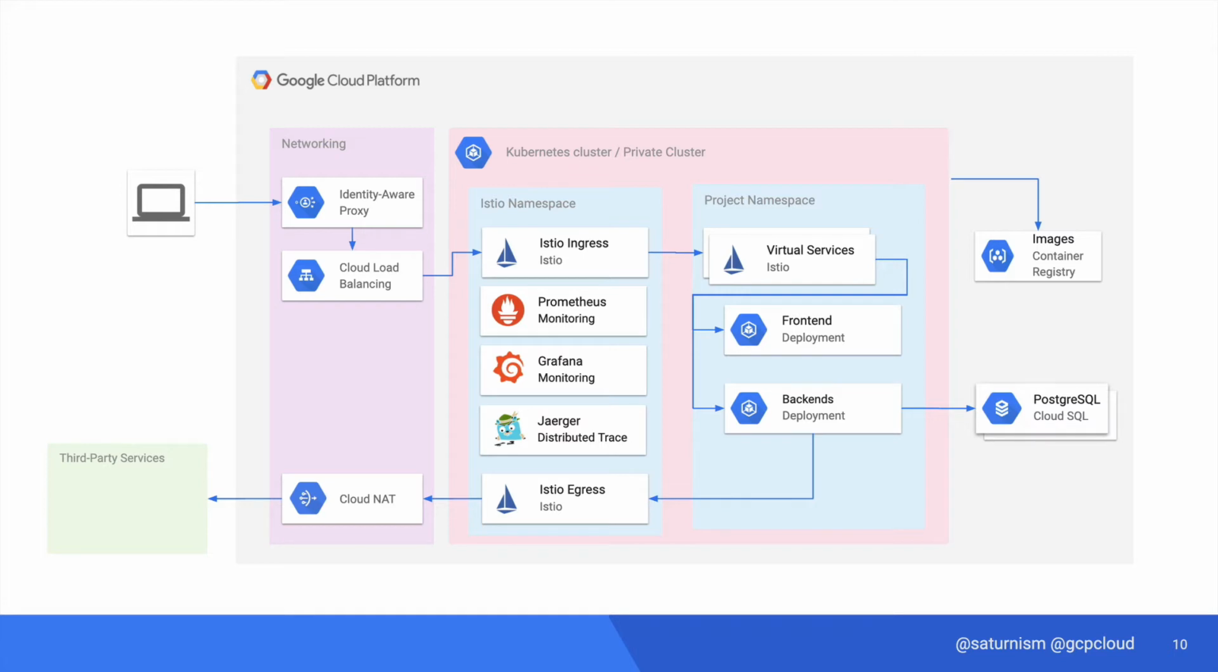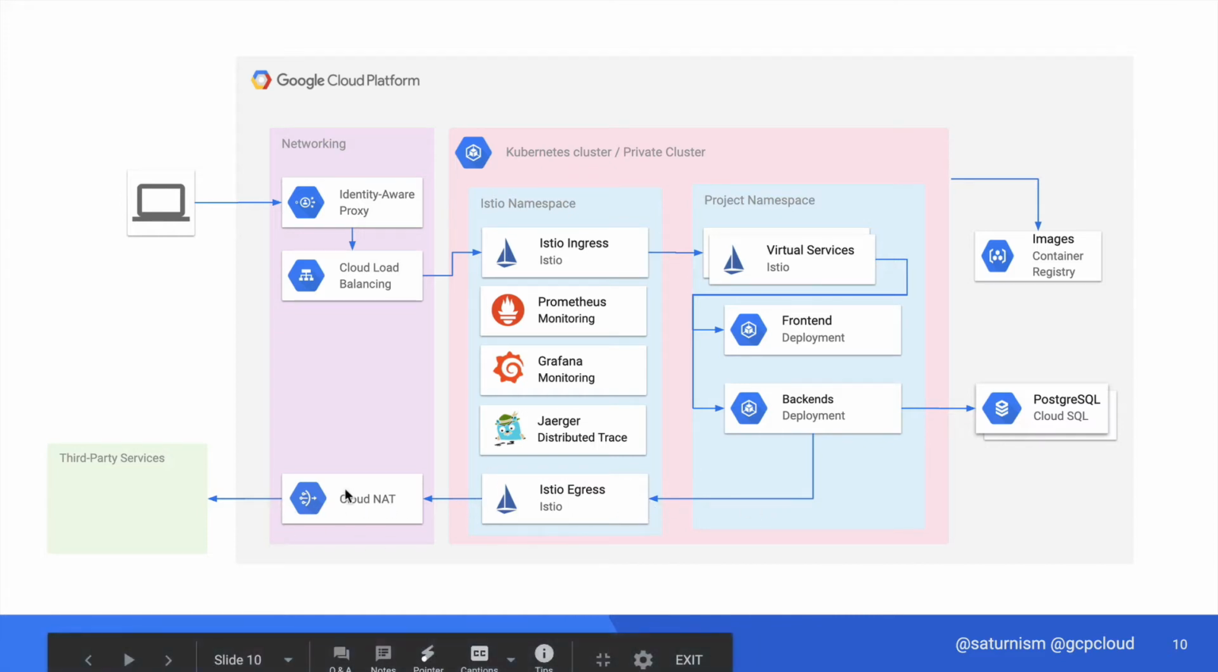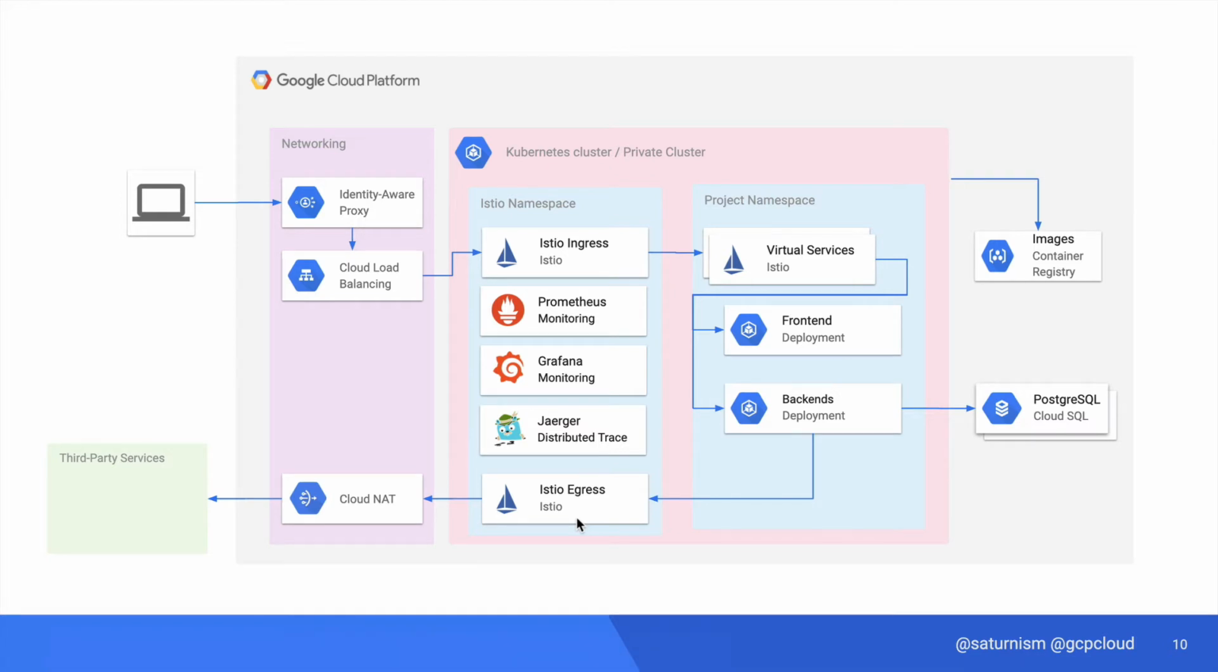And finally, to complete our security perimeter, we also want to control all outbound traffic, and we are doing this through Istio's egress gateway and secondarily through our Cloud NAT gateway. That way, if anyone happens to infiltrate the system, they cannot exfiltrate the data.